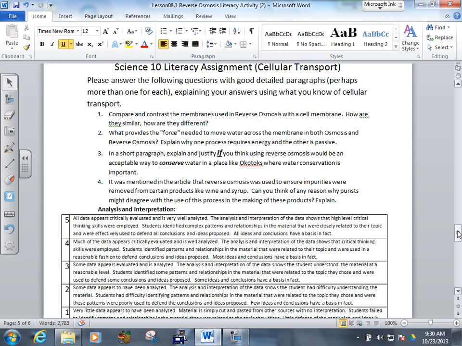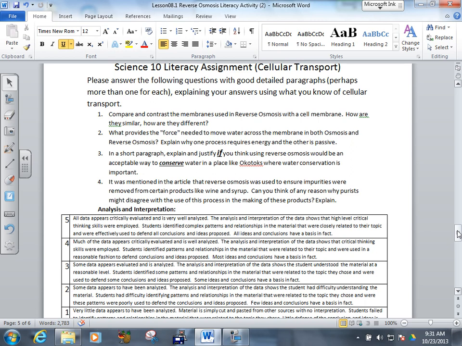What provides the force needed to move water across the membrane in both osmosis and reverse osmosis? Those are mentioned in that article. In osmosis they talked about the pressure that's used. In reverse osmosis, it's artificial, but you have to explain how they might cause that pressure to be there. Explain why one process requires energy and the other is passive.